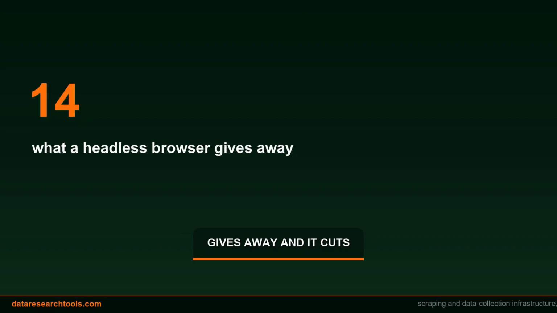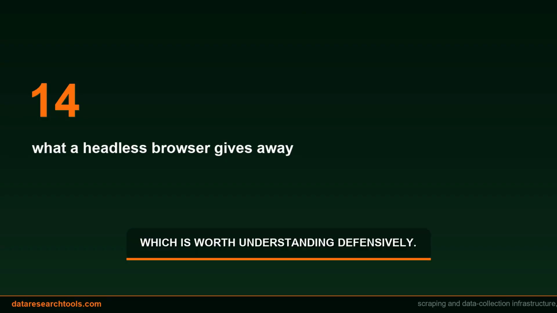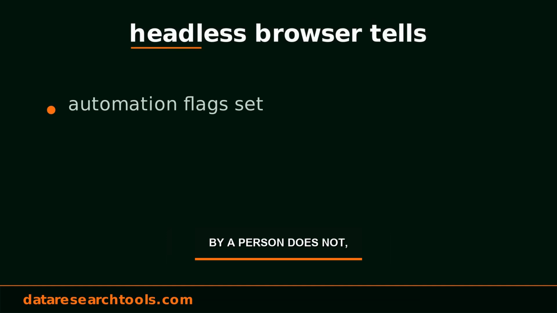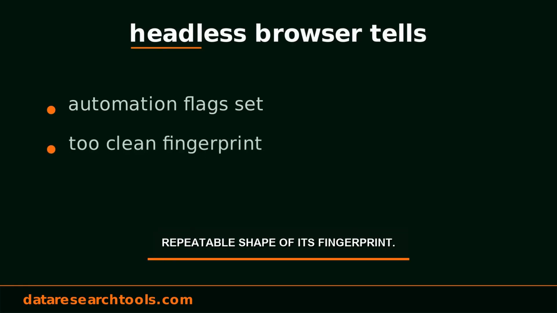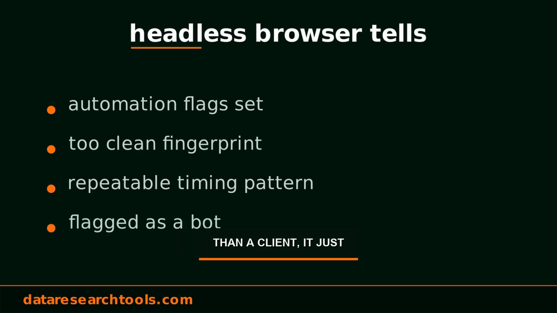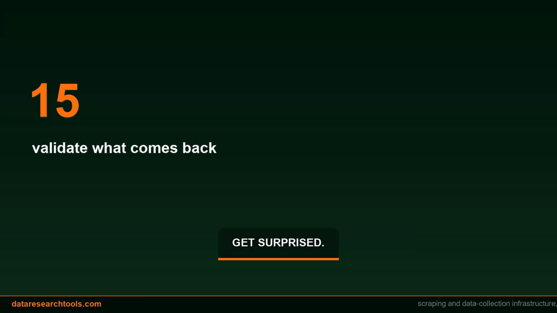What a headless browser gives away, and it cuts the other way too, which is worth understanding defensively. A headless browser is not invisible. Run in its default mode, it exposes small tells that a normal browser driven by a person does not. The automation flags it sets, and the too clean, repeatable shape of its fingerprint. Detection systems look at exactly that whole shape and ask whether it resembles a real person's device or a cloned machine in a data center. So a browser is not automatically safer than a client, it just fails in different places, and pretending otherwise is how people get surprised.